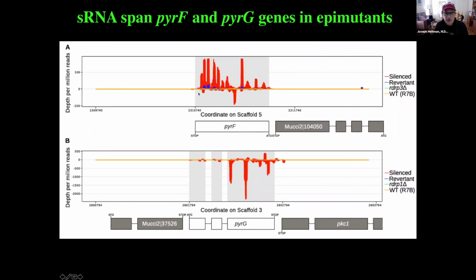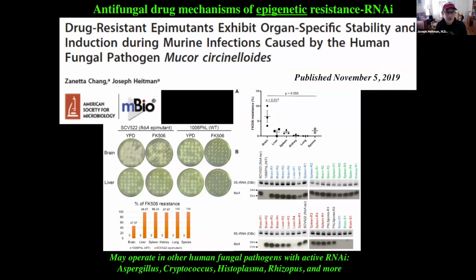The pyrF gene has only an exon, no introns. The pyrG gene has 2 introns. And again, you can see the small RNAs are specific to the exons and not the introns of the genes. So that generalizes this now across at least 3 other loci in the genome total. And we think that epimutations might, in principle, be possible to form at any locus throughout the genome if you had a selection for it.